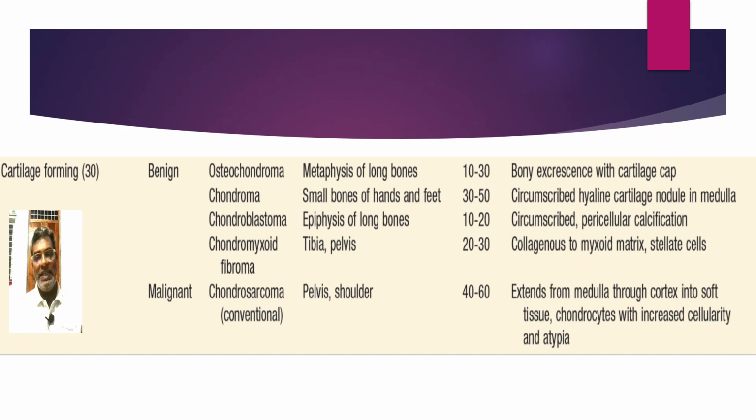And bony excrescence with cartilaginous cap is seen in osteochondromas. Circumscribed hyalinized cartilage or hyaline cartilage nodules in the medulla are seen in chondromas. Circumscribed pericellular calcification is seen in chondroblastomas. And collagenous to myxoid matrix with stellate cells is characteristic of chondromyxoid fibromas. And the malignant cartilage-forming tumor, that is chondrosarcoma, which is seen in pelvis and shoulder, will extend from medulla through cortex into the soft tissues, with chondrocytes showing increased cellularity and atypia.